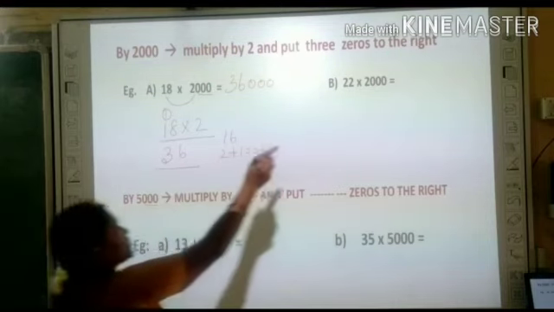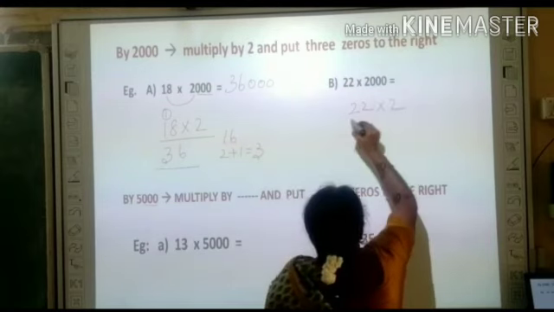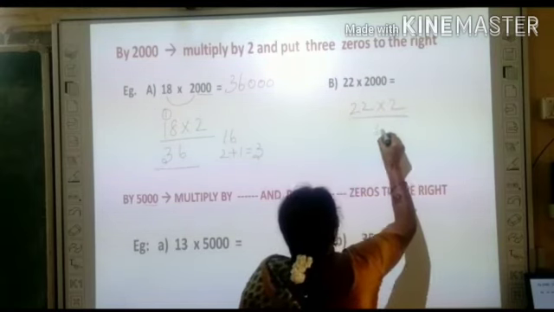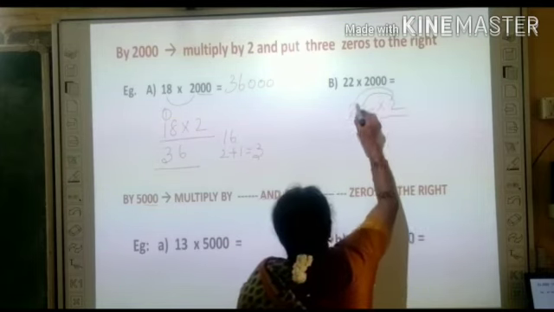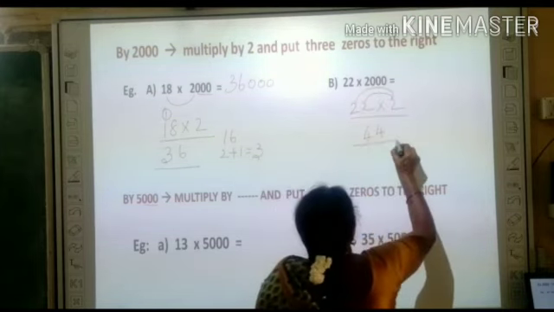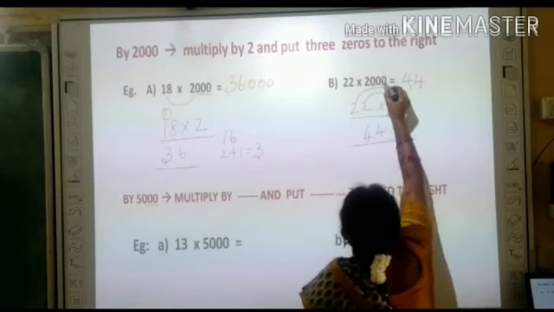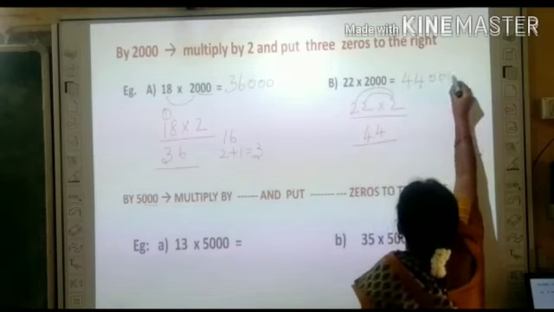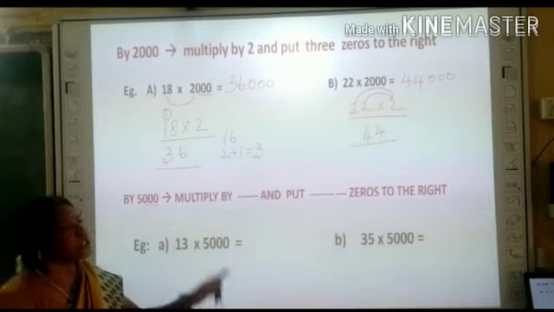Then next one, 22 into 2. So 22 into 2. 2 2s are 4. Then next, 2 2s are 4. The answer is 44. Then write 44 first. Then you add 3 zeros to the right side. Okay. Then next, by 5000.